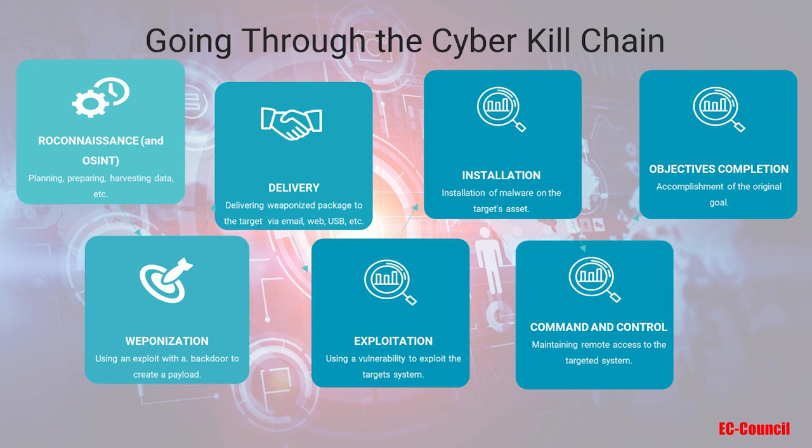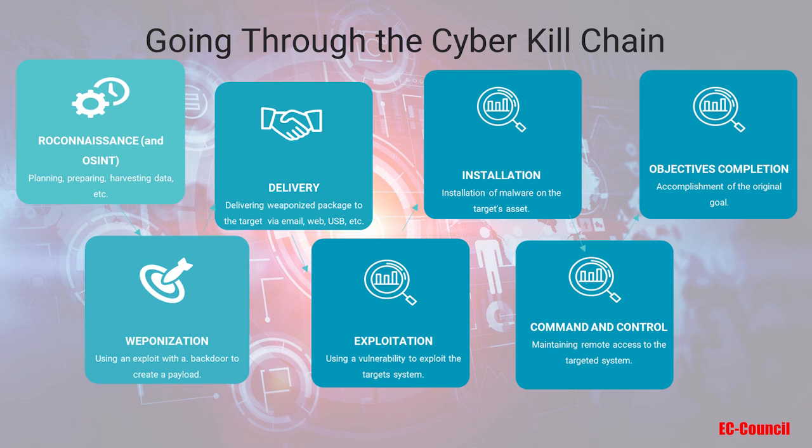Then the stage of delivery comes into play, where the previously mentioned weapons are sent to the target via the web, email, USB, or by some other social engineering tactic. After delivery comes the stage of exploitation, where the delivered goods, actually the malicious payload, use the discovered vulnerability to execute code on a victim's system. The fifth stage is installation, where remote access malware is installed on the target asset. Here we can talk about a victim's workstation or a server or some other device.